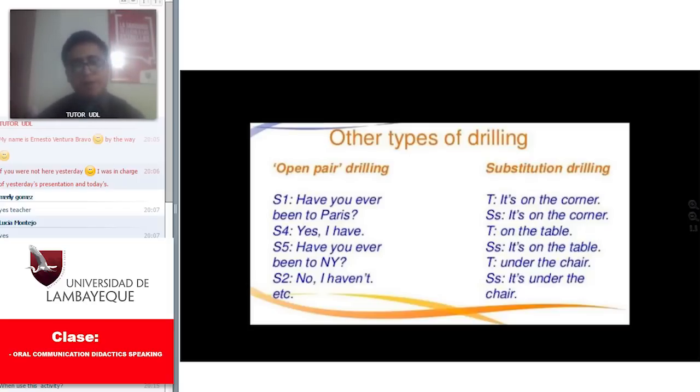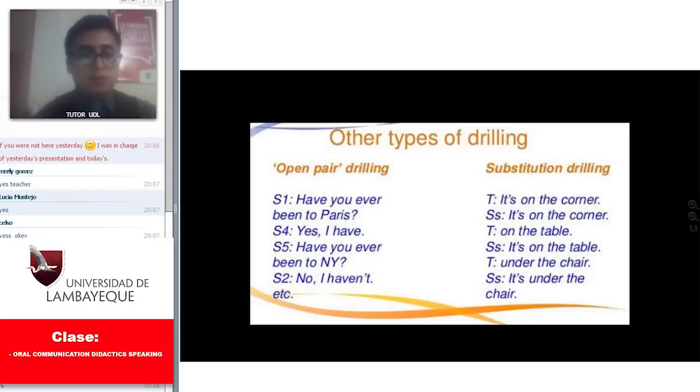Right? So do you have any questions about open pair drilling and substitution drilling? Open pair means the answer can be different. Substitution means that you have a phrase and you have to follow the same structure, maybe just changing something or adding something. Okay? Any questions about open pair or substitution drilling? No questions? No questions, students? Remember that in this case, drilling means repetition. So you make students repeat. Okay? Well, I think you don't have any questions about this part. So let's go to the next.